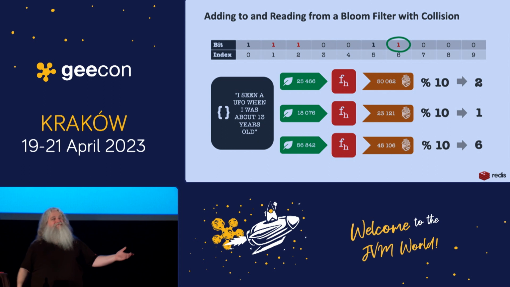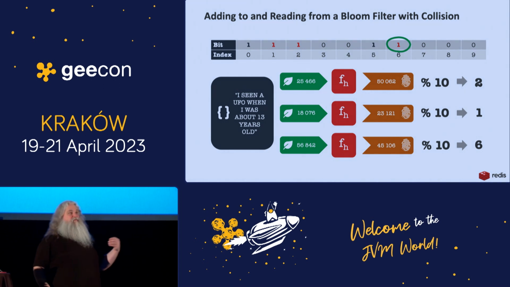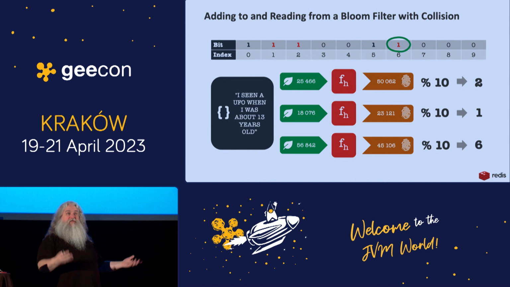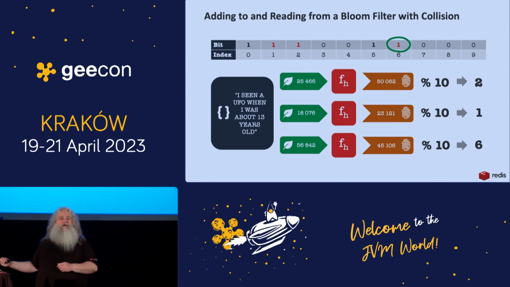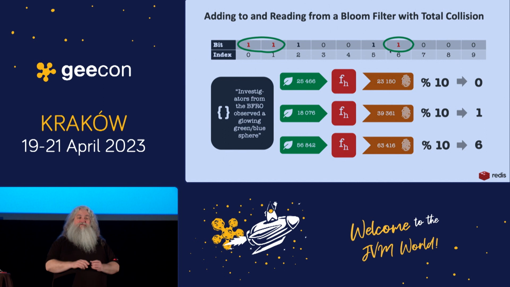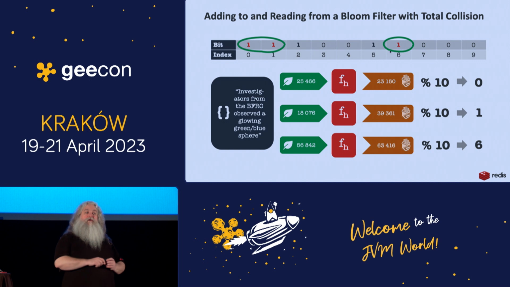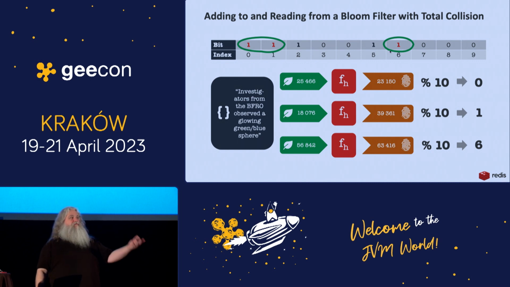But that's okay, because when we ask about Megatron in the Bushes, we still get all 1s back. And when we ask about "I seen a UFO when I was about 13 years old," we get all 1s back. They overlap, but they don't fully overlap, and so our Bloom filter is still accurately telling us what's in it. Let's add a third item. Investigators from the Bigfoot Field Researchers Organization observed a glowing green-blue sphere. When you run this through, all of the indices clash with things that are already there. So we add it to the Bloom filter, but the state of the Bloom filter doesn't change.